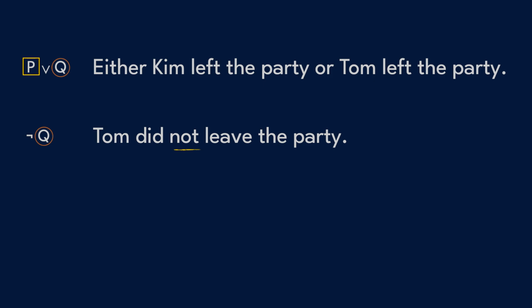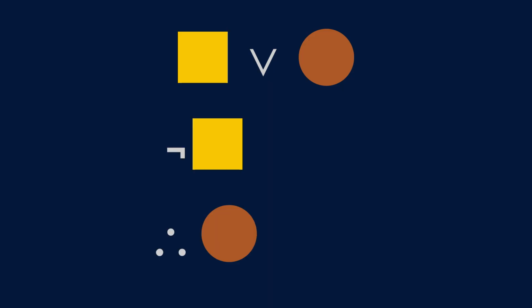Either Kim left the party or Tom left the party. Tom did not leave the party. So, Kim left the party. Using symbols, either box or circle. Not box, therefore, circle.